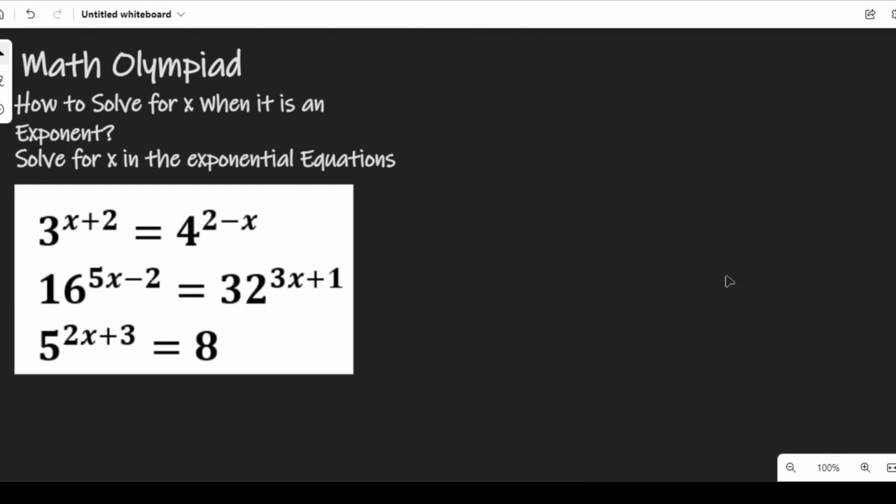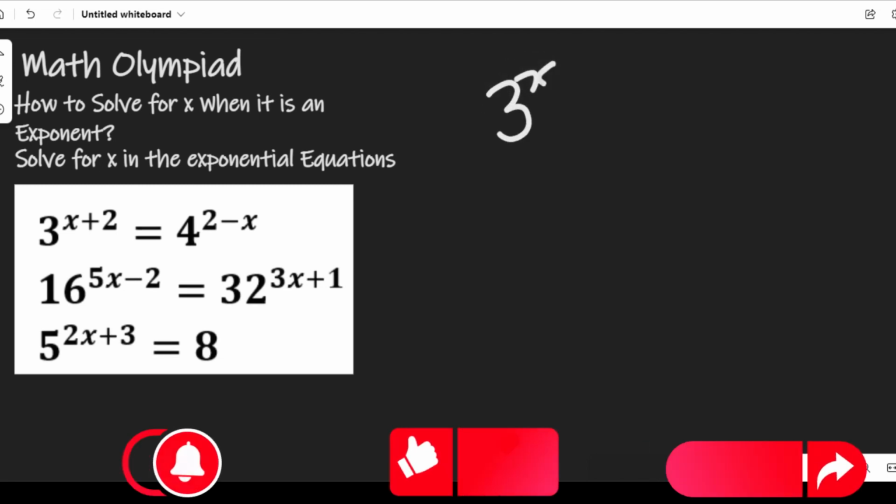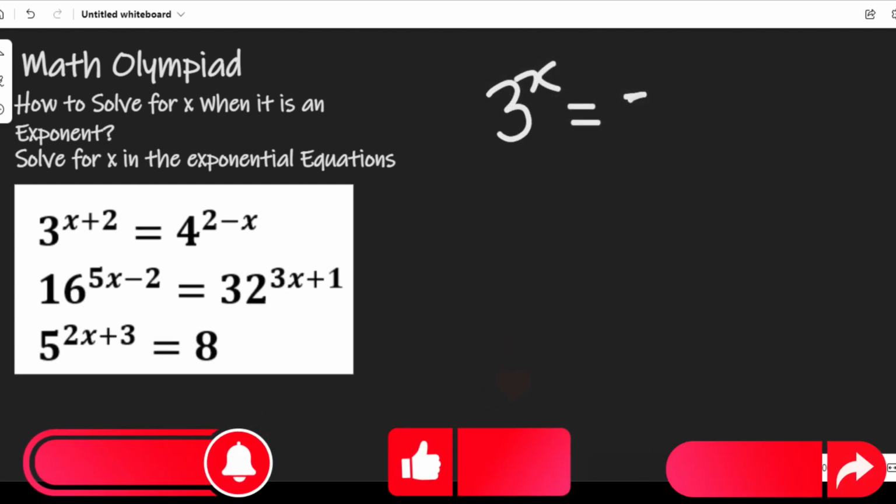So many ask, how do I solve for x when it's an exponent? In this video, we're going to look at how we'll solve questions that are similar to these exponential equations. Now, when a question involves an exponent, many wonder how they can go about solving such a question. Imagine you are given a question like 3 raised to power x equal to 5.